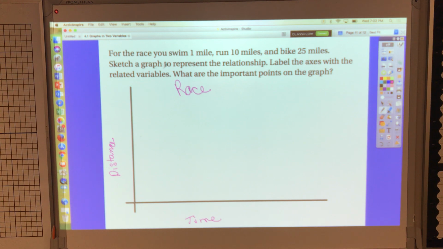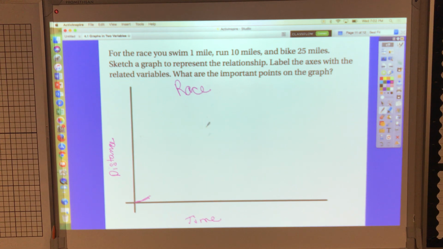Okay? So for the race, I swim 1 mile, and this was going to vary too by person, okay? But for me, I'm a pretty slow swimmer. So when I swim for 1 mile, I'm not going to go very fast. So that 1 mile, okay, is not going to be very high, okay? But here's my 1 mile, okay? I then run for 10 miles, and I'm actually going to change that because I'm not a pretty fast swimmer, okay? So this is how long it takes me to swim 1 mile, okay?